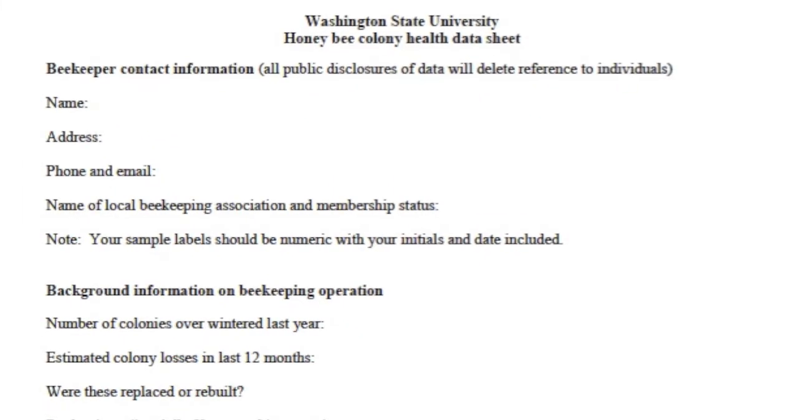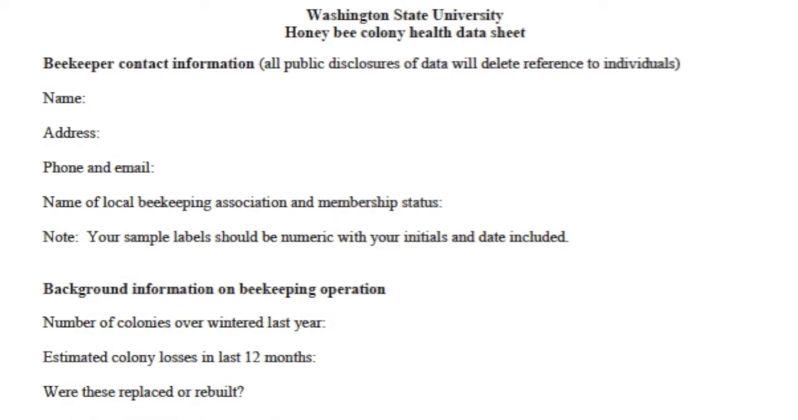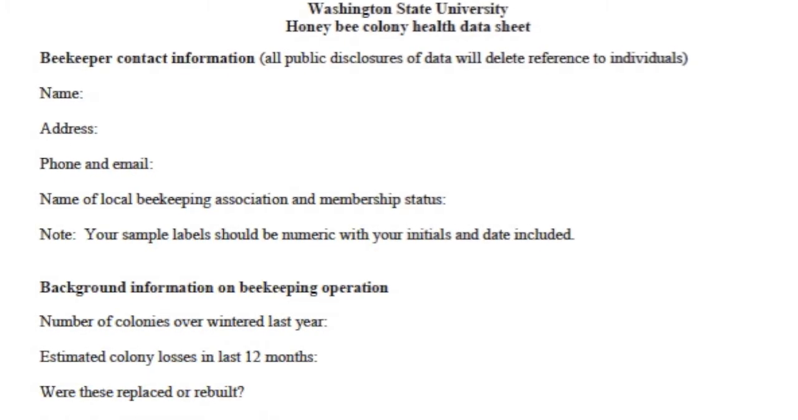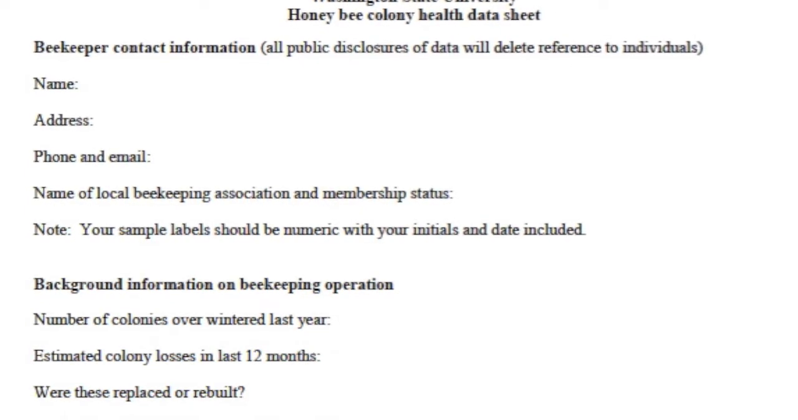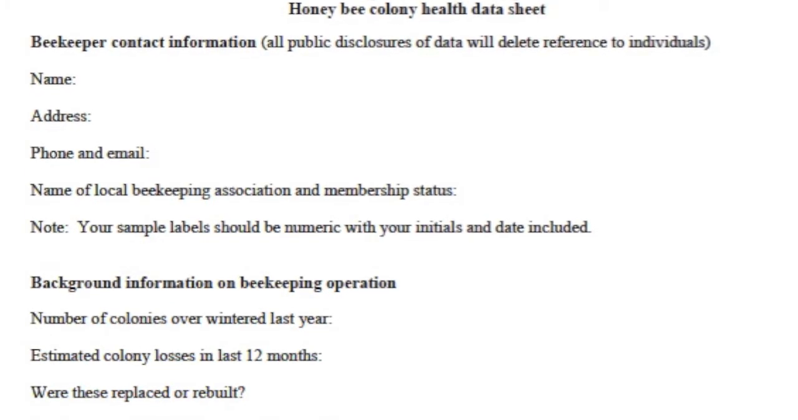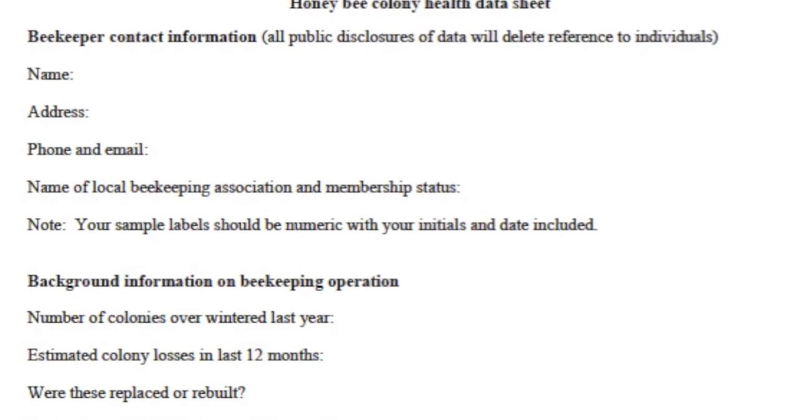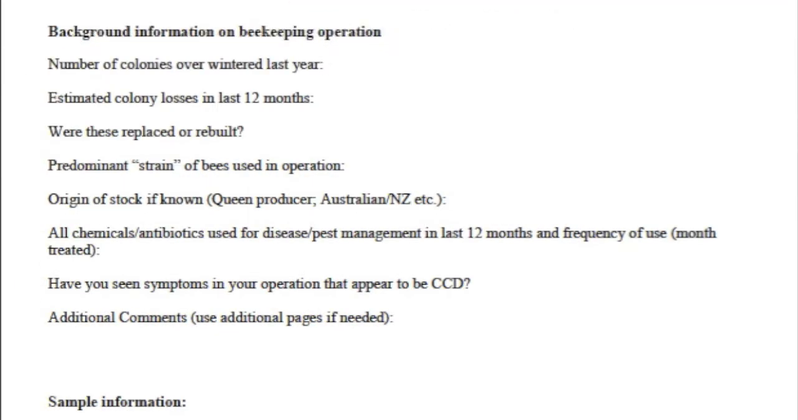So first, the demographic information is very important, which would be your name, your address, your phone number, and your email address if you have that available, because if you'd like me to submit your data that way, it may be a little bit easier for you. And then put down the name of your local beekeeping association.